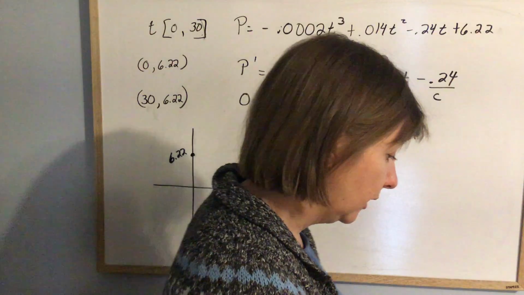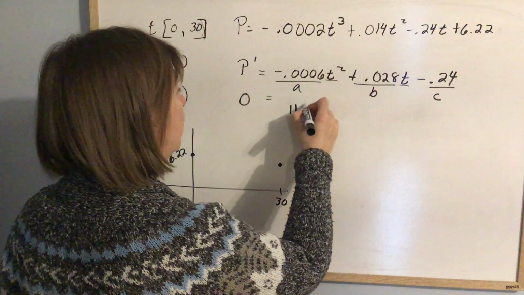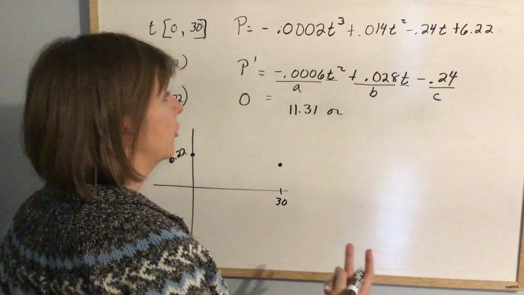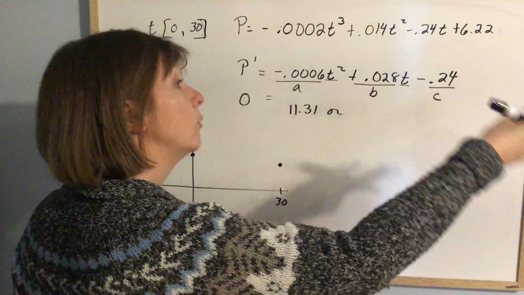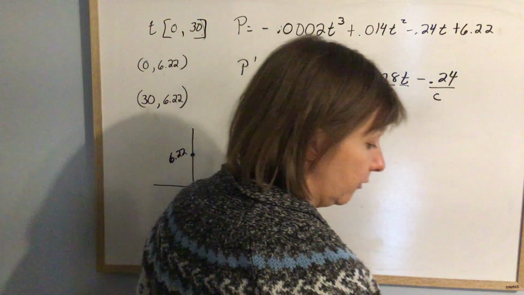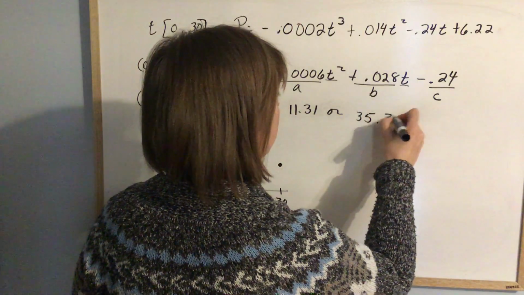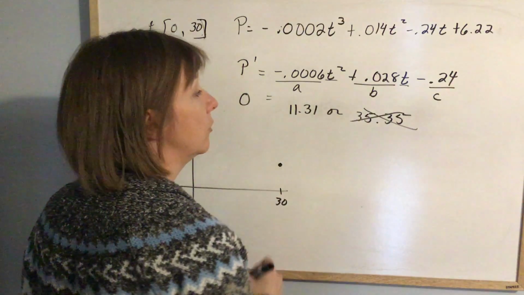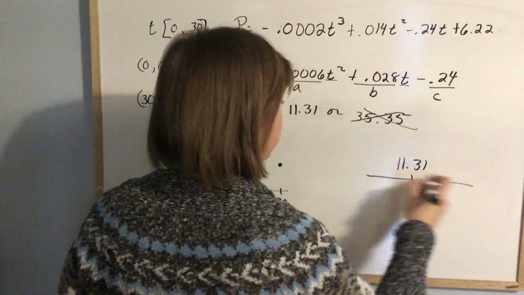Turns out when you do that, you get 11.31, or, because you always get two answers, right? Because you're going to have negative 0.028 plus the square root and negative 0.028 minus the square root. So it's 11.31 or 35.35. But 35 is above the time limit, so we don't do that one. So 11.31 is where we go.